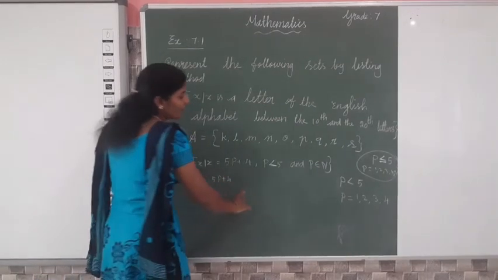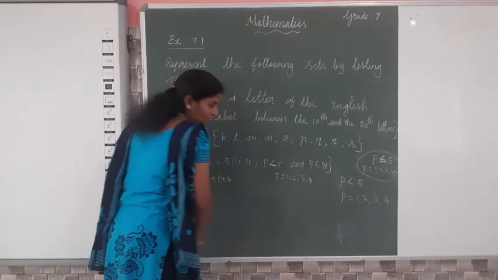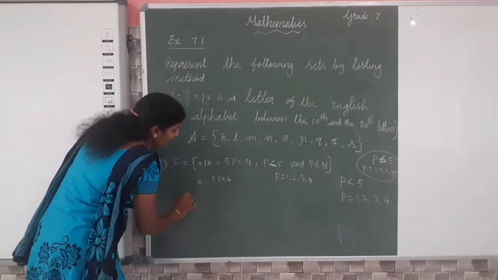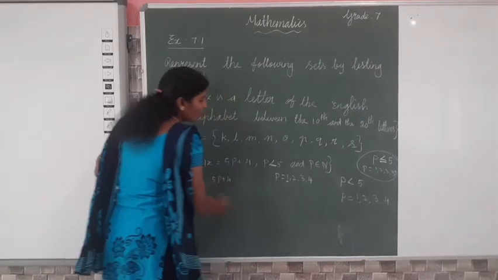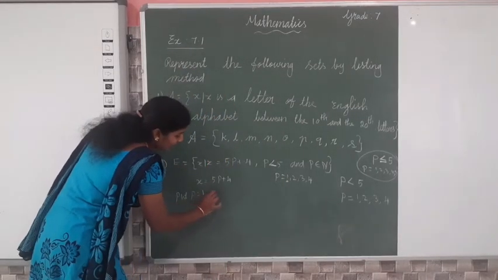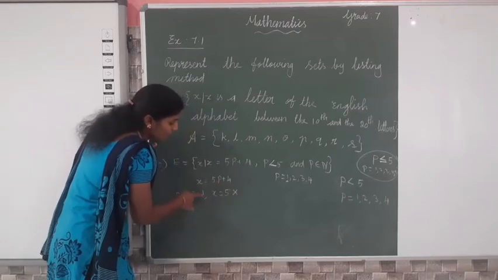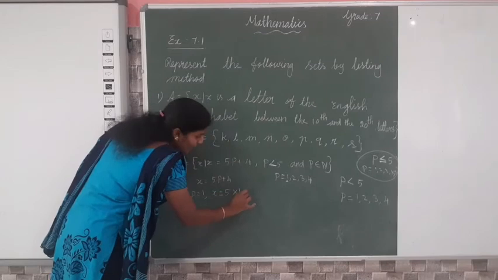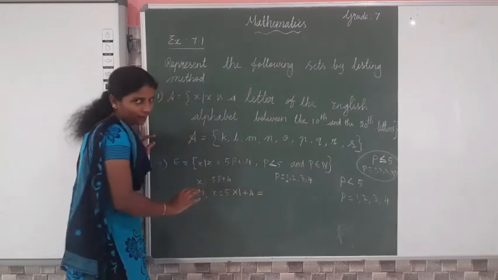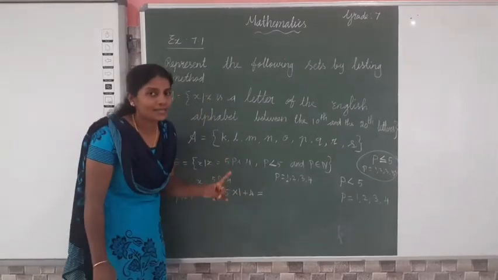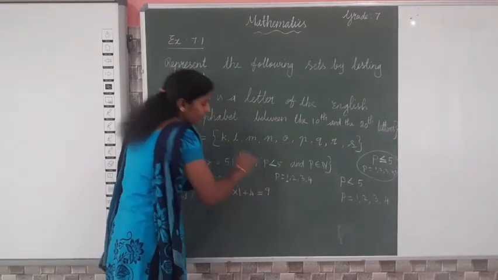Now here x equal to 5p plus 4. What is p? P is equal to 1, 2, 3 and 4. Now we can apply, put p is equal to, what is the first value? 1. Now we can write x equal to 5 into, what is p? P is equal to 1. So x equals 5 into 1 plus 4. First preference for multiplication. 5 into 1 is 5. 5 plus 4, 9.